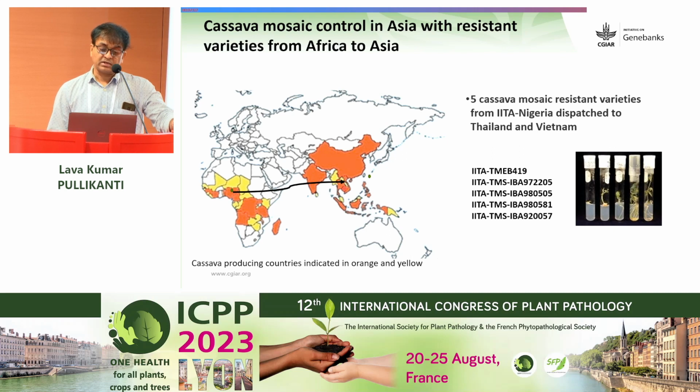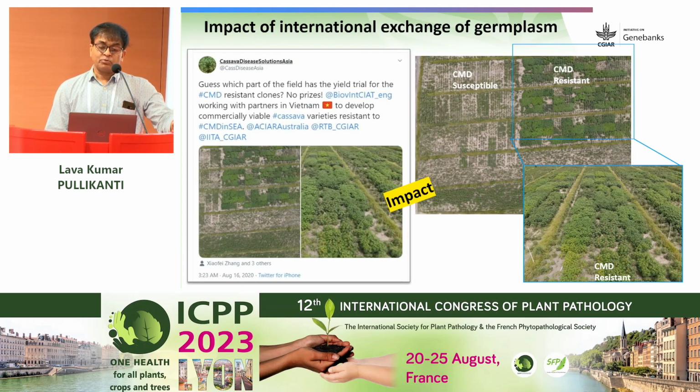So upon demand, the varieties suitable for the Asian climate were identified and shipped, and they have been put into practice. They have been tested, a breeding program has also started, and some of the varieties are already ready for release. So this is an impact, just as one example. There are many examples like this.